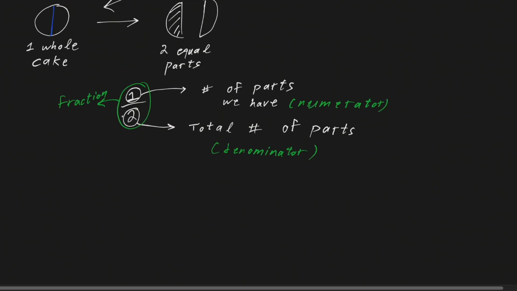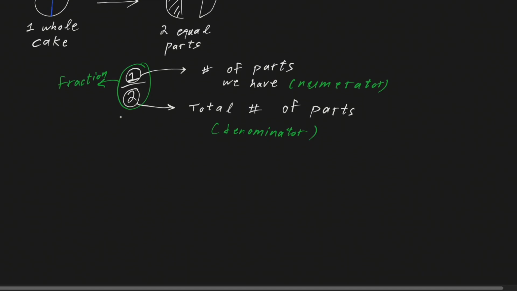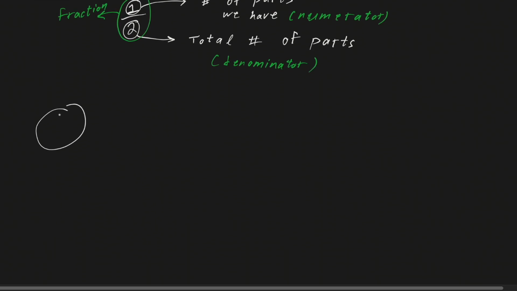Now one can say that this is not the only way we can cut a cake. We can cut it in another way. Suppose we have the original cake, and instead of cutting it into two halves, we cut it into four equal parts. So we get one part, two, we get four equal parts, and let's say this part here on its own represents one part out of four equal parts of the cake.